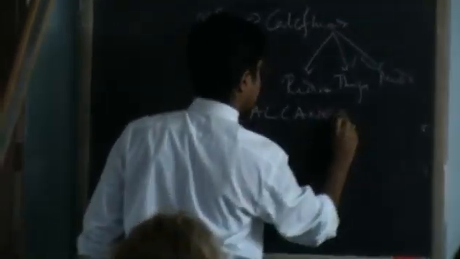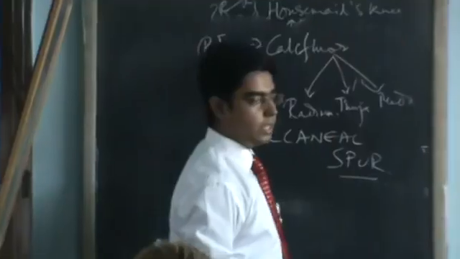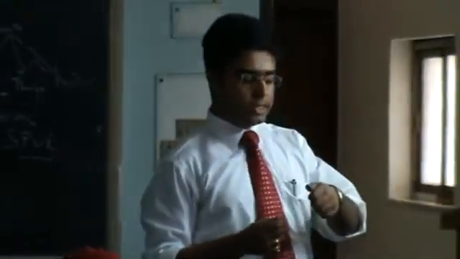Number three is Calcarea fluorica, a good medicine for calcaneal spur. What happens in calcaneal spur? In our heel bone, the calcaneum bone, there is an excess growth. And Calcarea fluorica generally covers this type of symptoms very well.